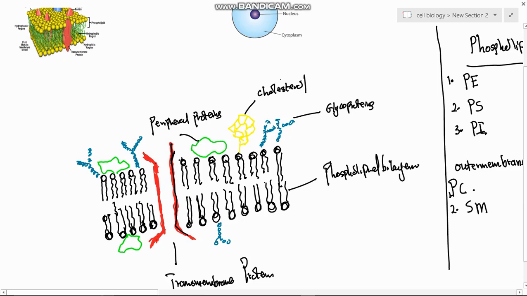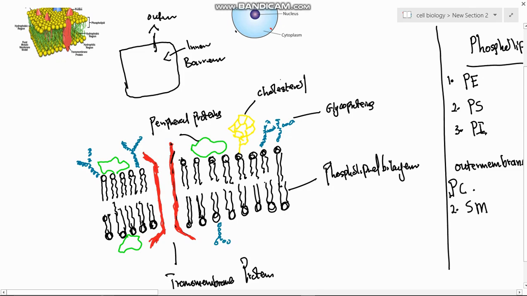So when we talk about the cell membrane, for instance, let's consider this to be our cell. The cell membrane acts as a barrier between the intracellular compartment and the extracellular compartment, or between the inner environment of the cell and the outer environment of the cell. So this is the inner environment, this is the outer environment. That is the main function of the plasma membrane.